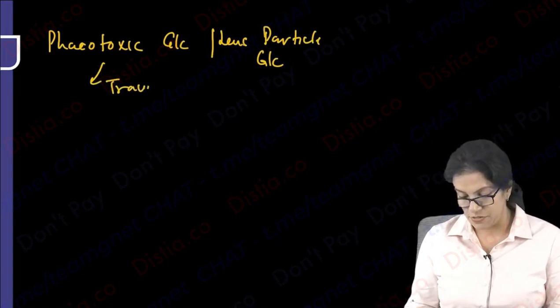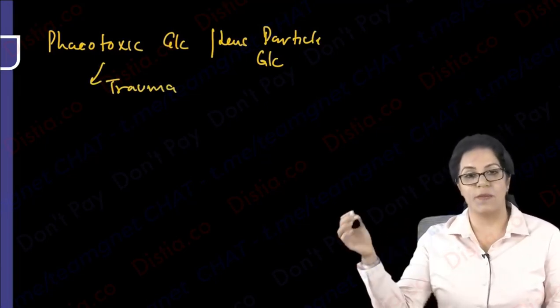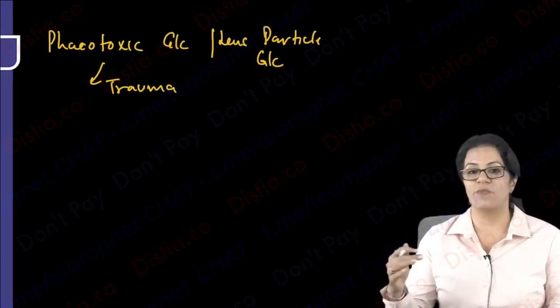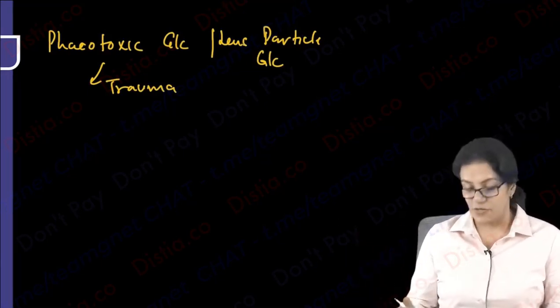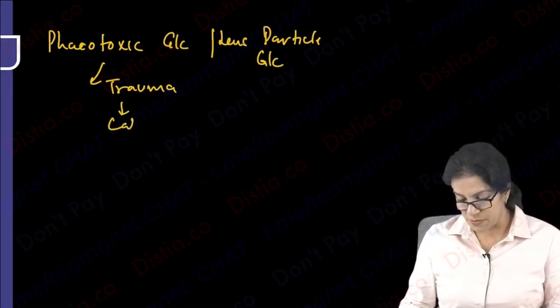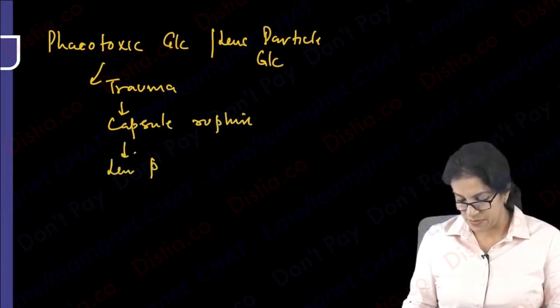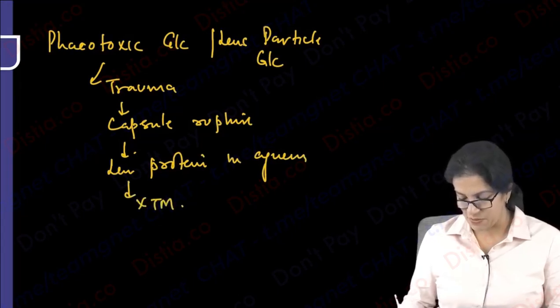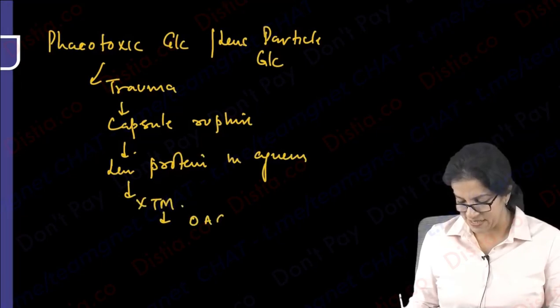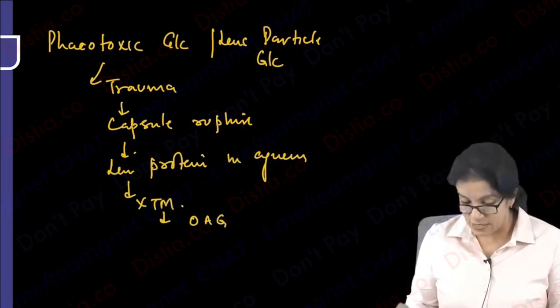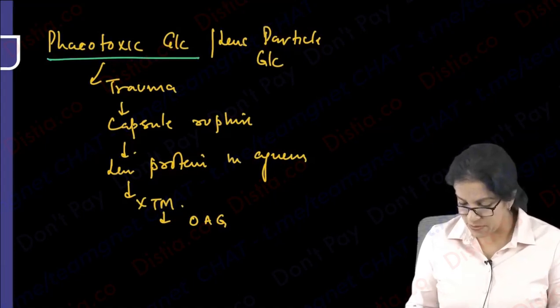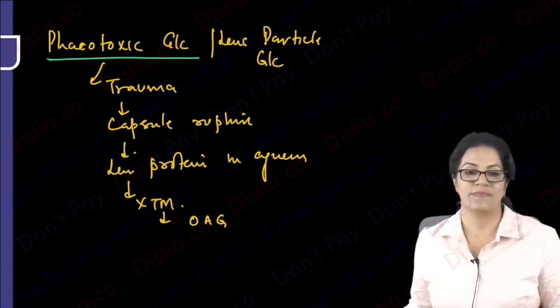T for T. Toxic, trauma. Easy. So any trauma, the story becomes same now. Etiology is only different. This time it's not Morgagnian. It is trauma. Trauma is going to lead to capsule rupture, and any capsule rupture will again cause the lens protein to enter the aqueous. Any lens protein in aqueous will finally block the trabecular meshwork, leading to open angle glaucoma. Simple. So this one is what? It is phacotoxic glaucoma. Right?